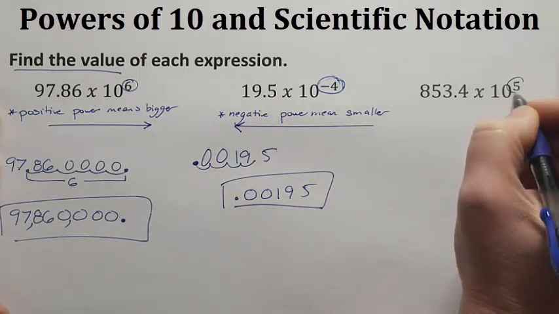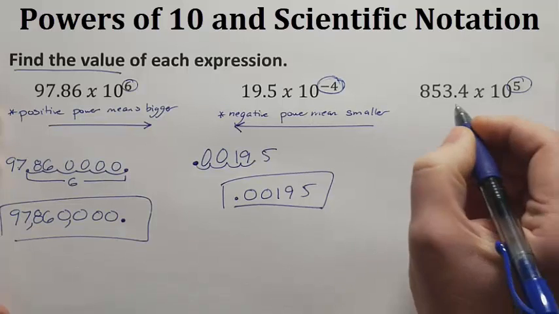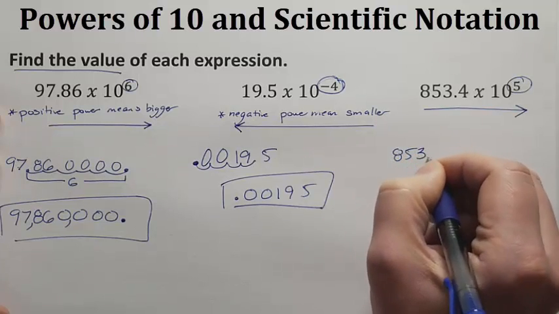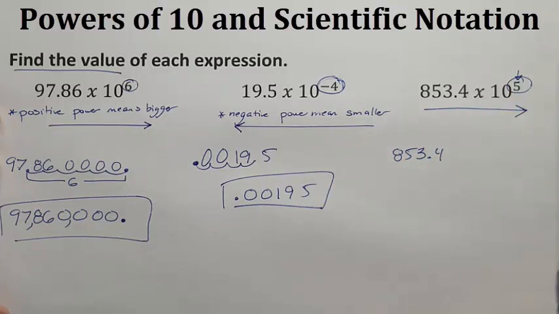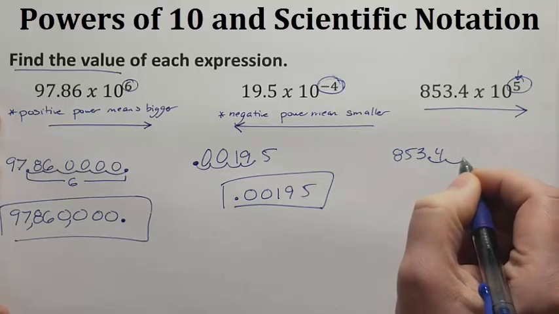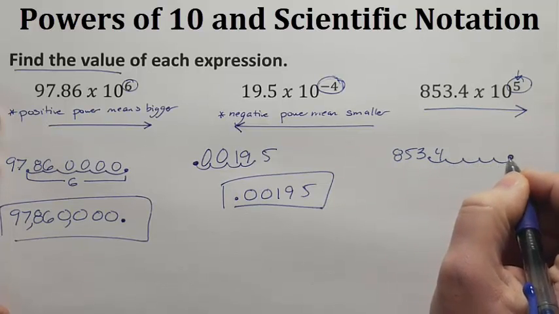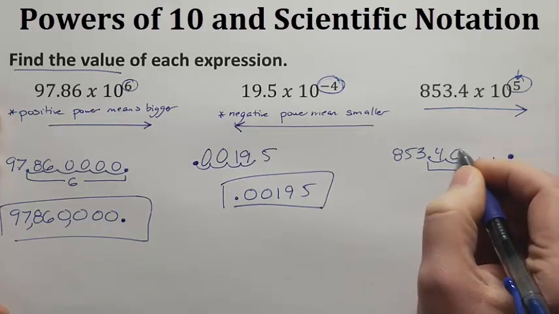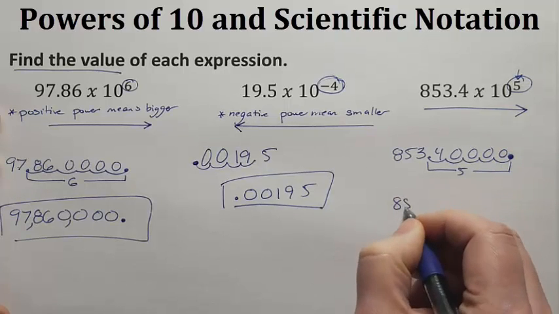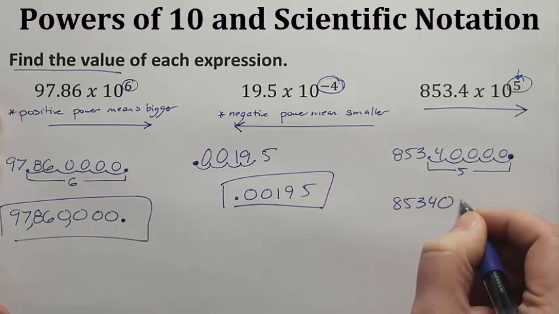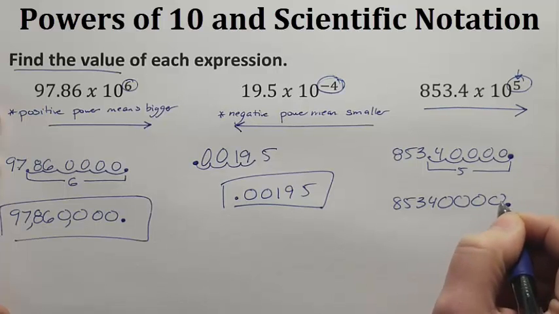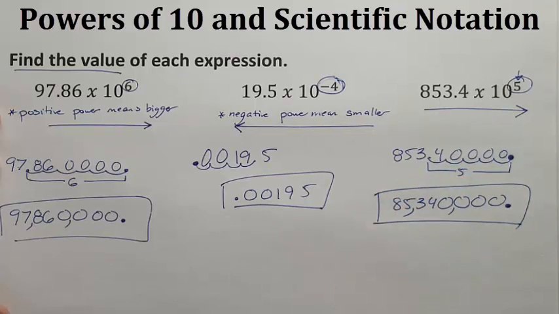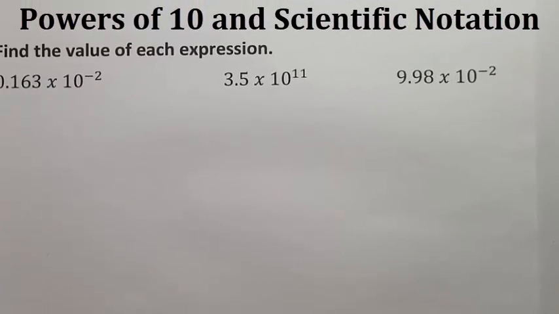Our next one, it is a positive exponent, which means I need to get bigger. The numbers on the number line get bigger going this direction. So I have 853.4. I need to get bigger by 5 place values. So 1, 2, 3, 4, 5. That's 5 place values. Empty placeholders get my zeros. So I have 85,341,0000. There's my new decimal place. And this is our really big number from that expression. There's a couple more practice problems.